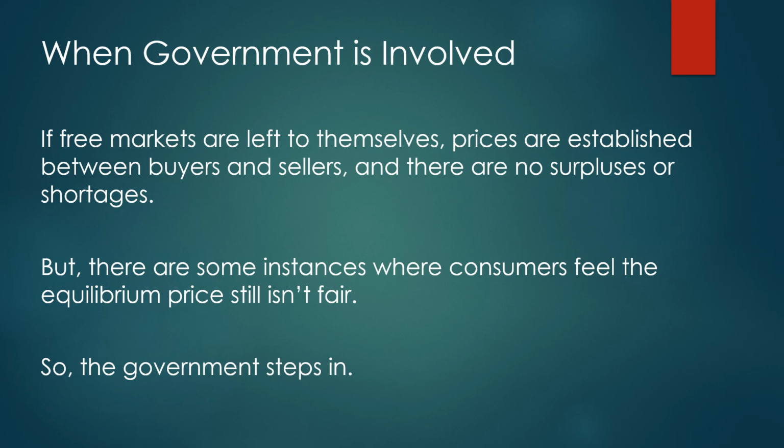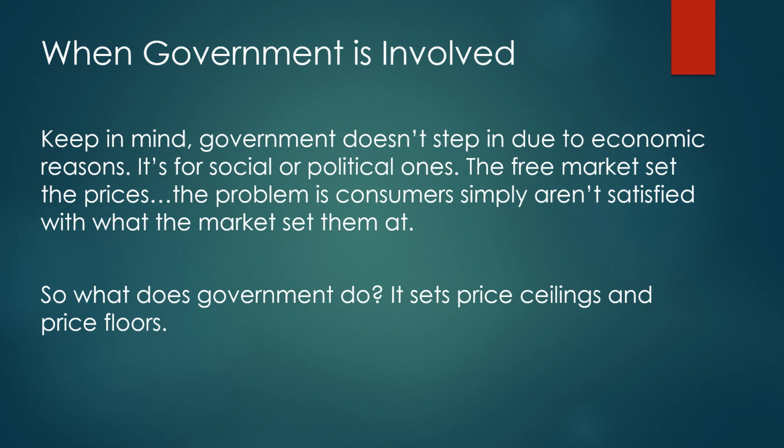So if free markets are left to themselves, prices are established between buyers and sellers, and there are no surpluses or shortages. But there are some instances where consumers still feel the equilibrium price isn't fair. And when that happens, the government steps in. Now keep in mind the government doesn't step in due to economic reasons. It's usually for social or political ones. The free markets set the prices. The problem is consumers simply aren't satisfied with what a particular market has set them at. So what does the government do? It'll set price ceilings and price floors.